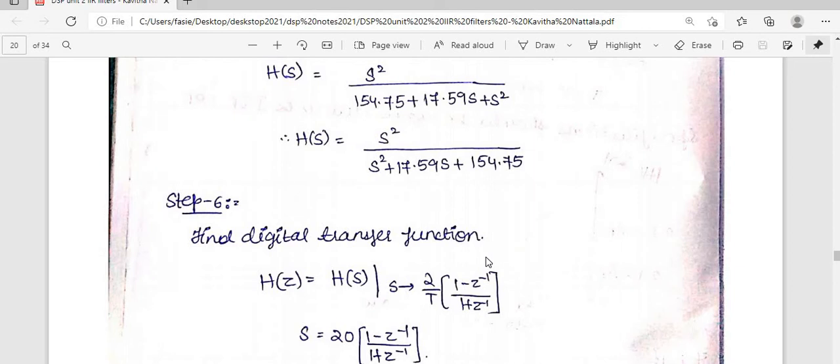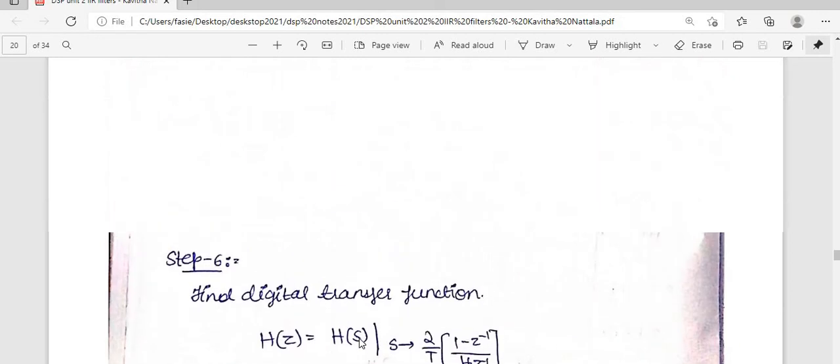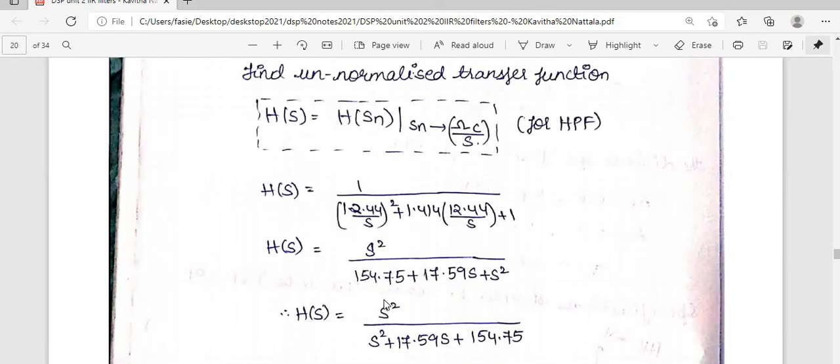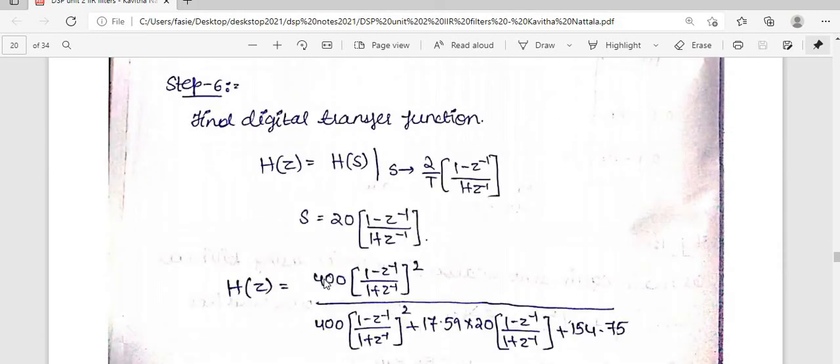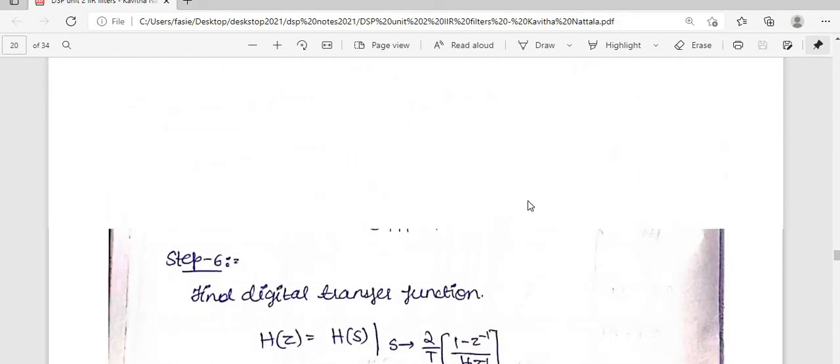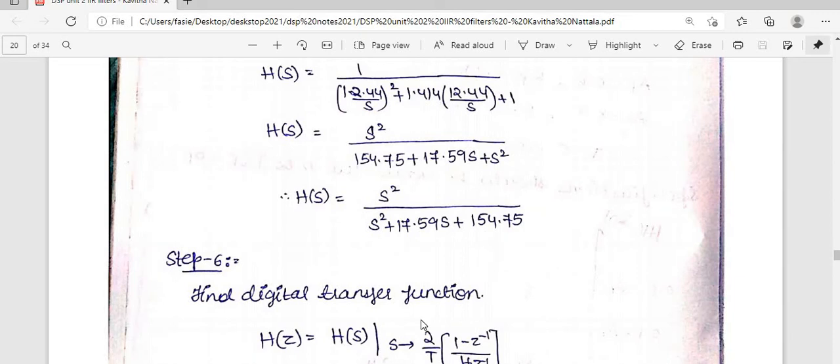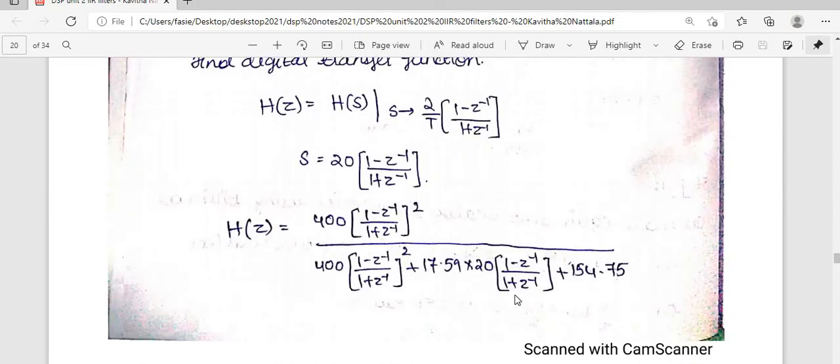Bilinear transformation, what is the formula for it? H of z we can write as H of s, where s tends to 2 by T, 1 minus z power minus 1 by 1 plus z power minus 1. So T is what? 0.1. So 2 by 0.1 is nothing but 20. So we substitute this in this s value wherever s is there. Here is s square, right? So 20 square will be 400. The s value we substitute. Here also s is there in the first term. This one I am telling, the last term. So this last term we are writing in this way, as it is, wherever s is there, we replace with that function.